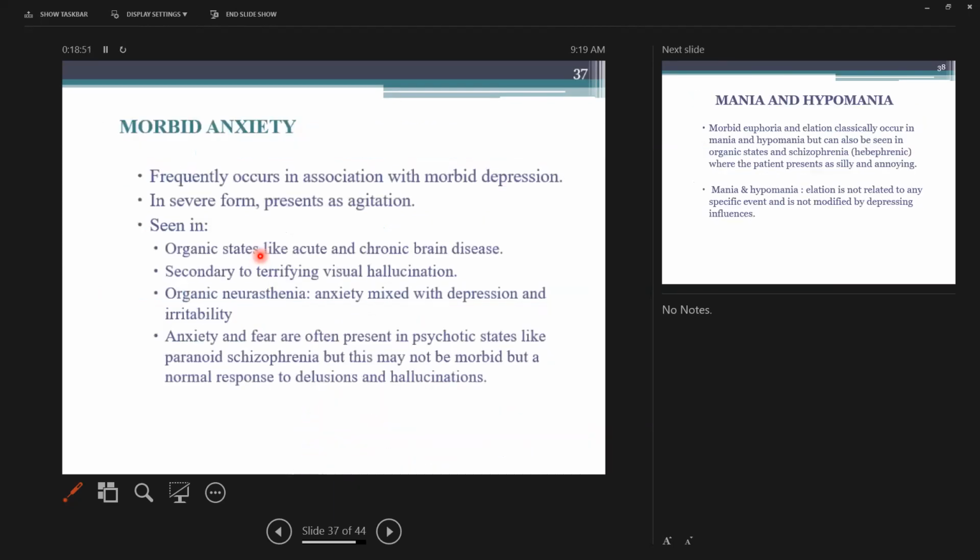Now, morbid anxiety occurs in association with morbid depression. It can also present as agitation. It is seen in organic states like acute and chronic brain disease, secondary to terrifying visual hallucinations, and organic neurasthenia, which is an old term, and it is basically anxiety mixed with depression and irritability.